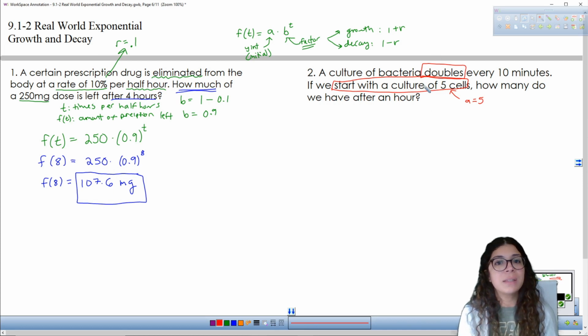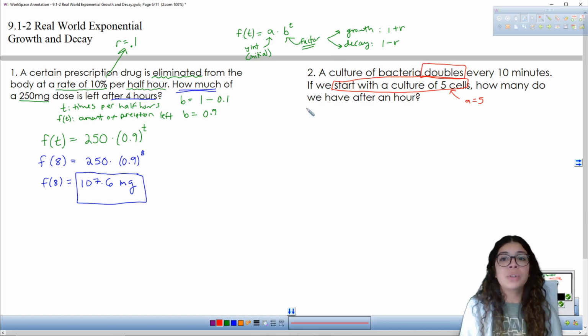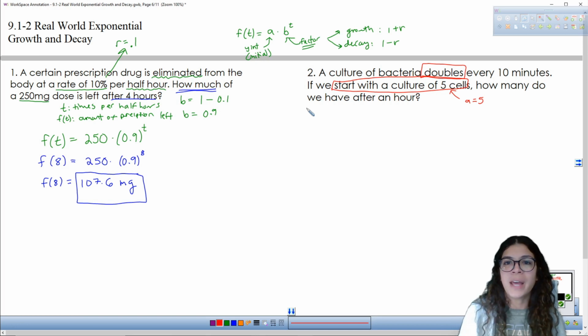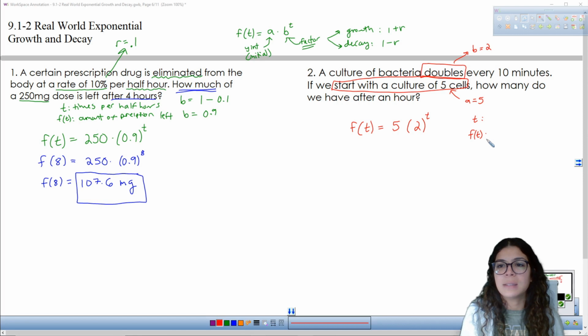And the difference between this question and 1 is that in 1, they gave us a rate, and we had to calculate the factor. But in number 2, they give us the factor. You're doubling. So you're multiplying by 2. That is the factor. So B is already given to us, and B is 2. So this function would be f of t equals a, which is 5, times b, which is 2, to the power of t. And again, let's just go ahead and write what the input and output represent in this scenario.